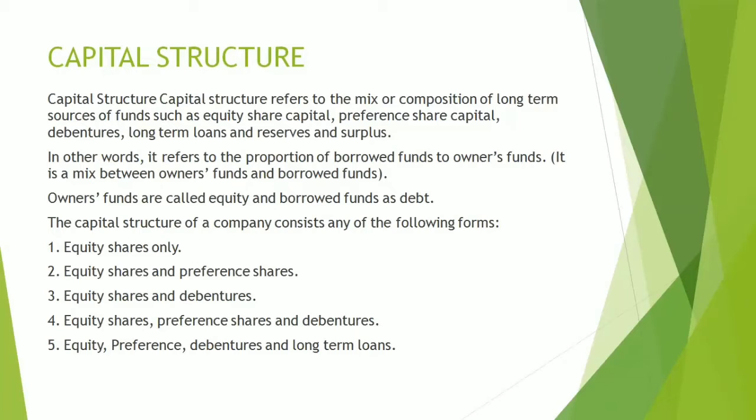So you can see the meaning. Capital structure refers to the mix or composition of long-term sources of fund such as equity share capital, preference share capital, debentures, long-term loans and reserves and surplus. So it is a mixture of various sources of finance. In other words, it refers to the proportion of borrowed fund to owner's fund. It is a mix between owner's fund and borrowed fund. A company does not collect only from equity shares or preference shares.